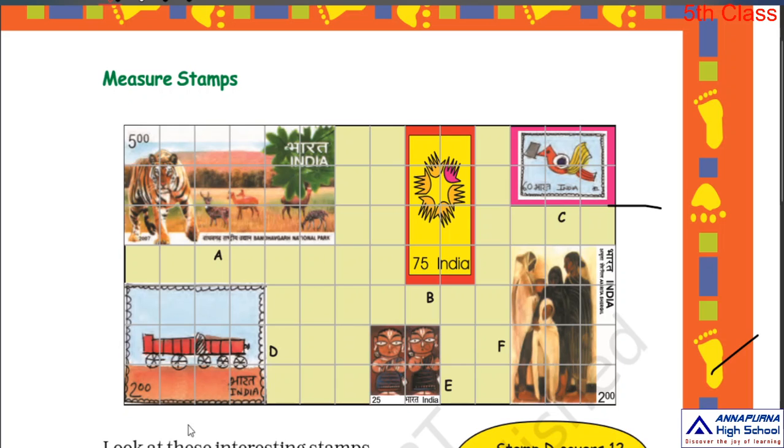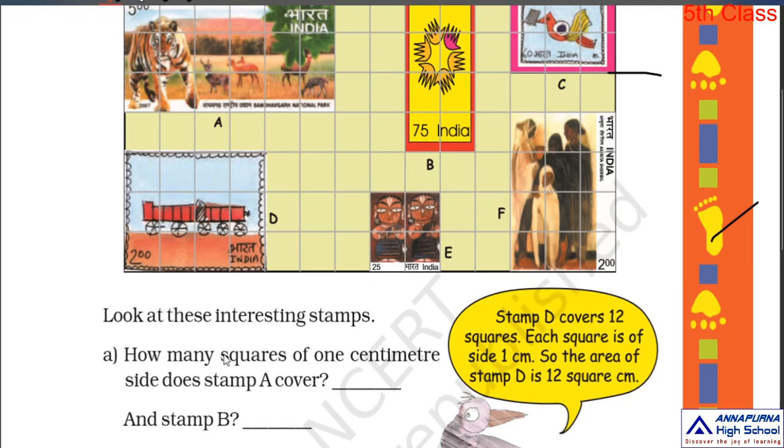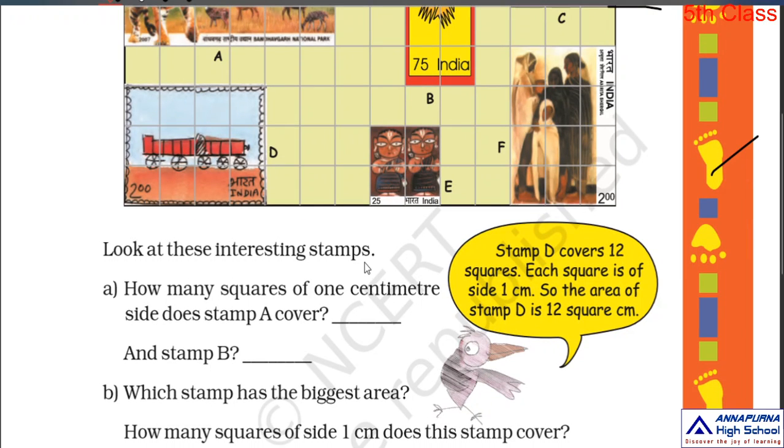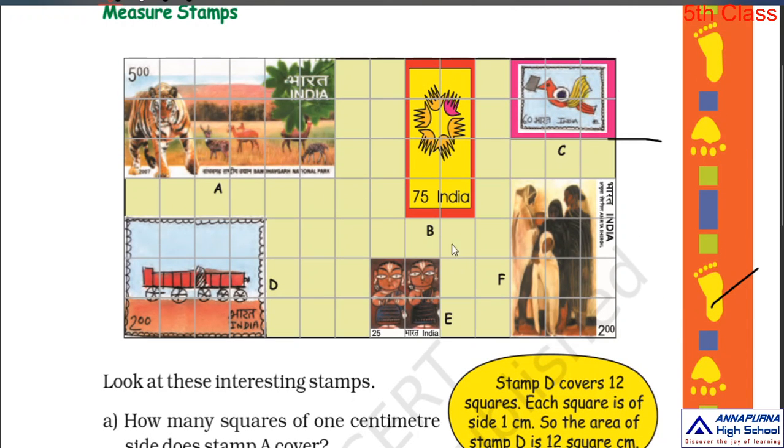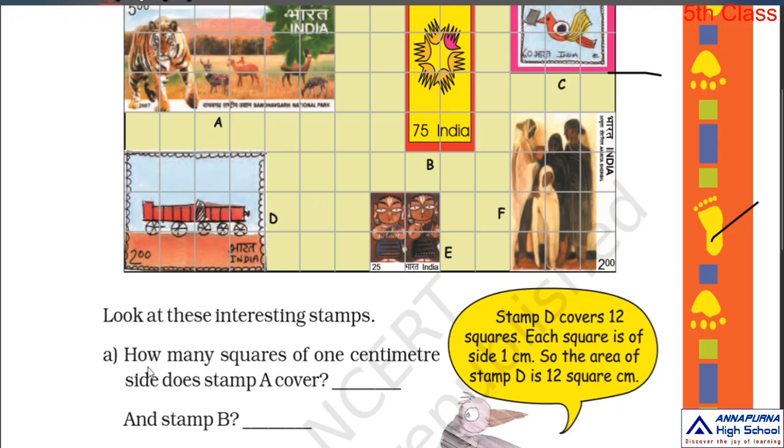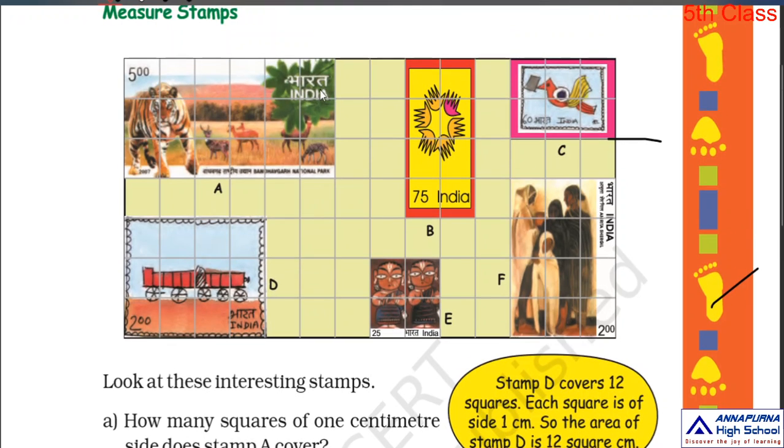Here the first question is, look at these interesting stamps. Different stamps A, B, C, D, E and F. Now the question is, how many squares of 1 centimeter side does stamp A cover? Here if you observe, this stamp is divided. This stamp has some squares. How many squares are there? 1, 2, 3, 4, 5, 6.